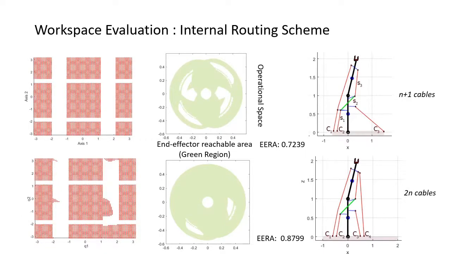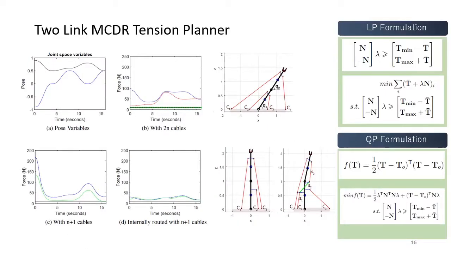One of the workspace metrics which will be used to quantify a given robot configuration is the end effector reachable area. By applying the robot's forward kinematics to the allowable joint angles, the EERA metric can be found. The linear programming problem formulation is as follows. The objective function minimizes the sum of all cable tensions such that each cable tension falls within the lower and upper bounds of cable tension.